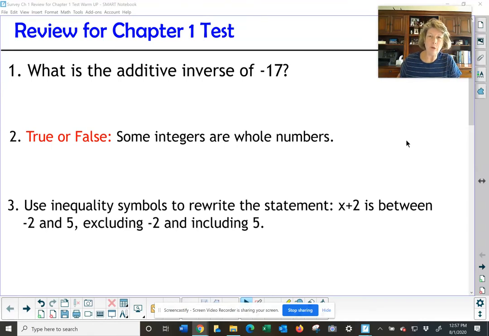Ready for a little review on chapter 1? Yep, we've reached the end of chapter 1, so let's walk through these 7 little problems for review.